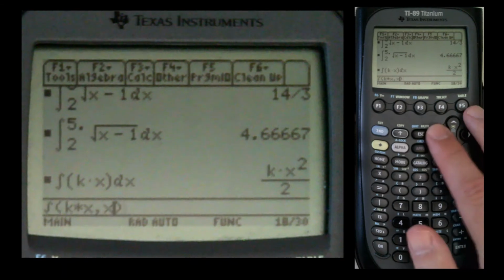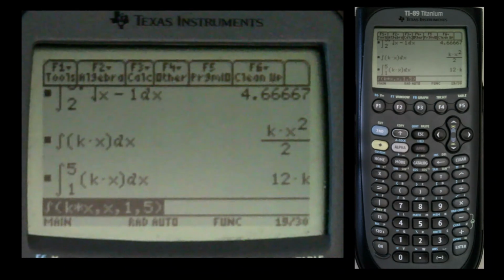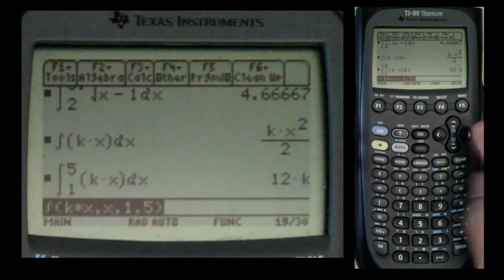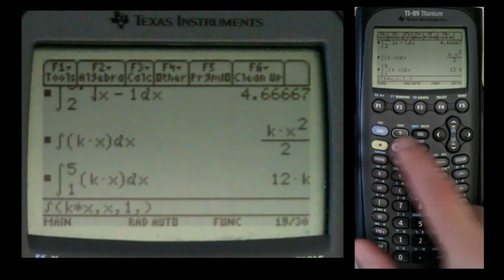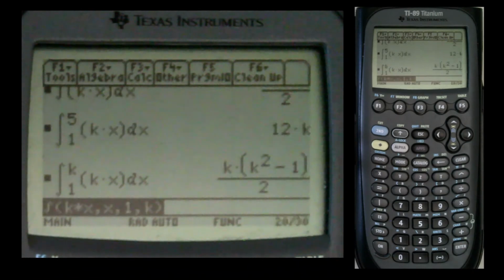And that works if you put bounds in. Let's say that we want to go from 1 to 5. It'll tell you that the answer is 12k. And even if you wanted to, you could actually put in k as one of the bounds and in the function itself, and it'll figure out what that is going to be as well. So these calculators are pretty powerful. They can do computations with variables, constants in the function, as well as the actual numerical calculations. So that is using the calculator to find limits and derivatives and integrals.